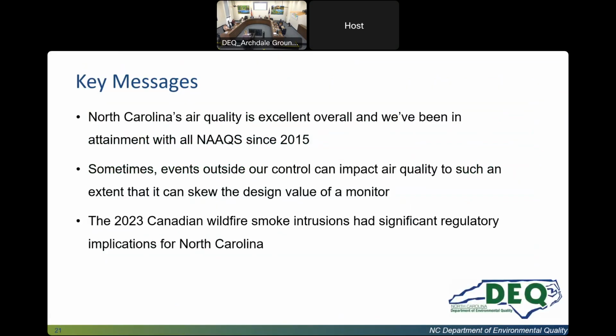And then I'll wrap up with just some key takeaways. North Carolina generally has excellent air quality. We've been in attainment with all the national standards since 2015. But sometimes events outside our control can impact air quality to such an extent that it skews the design value of a monitor. And those 2023 Canadian wildfire smoke intrusions did have a significant regulatory implication for us.